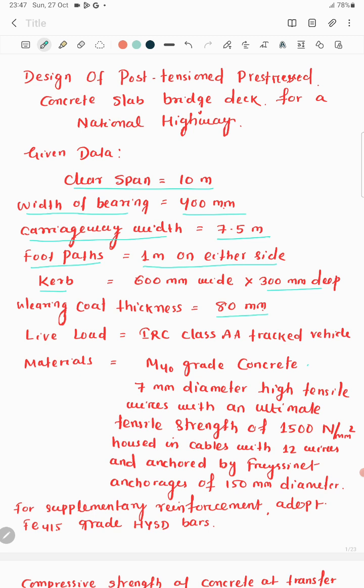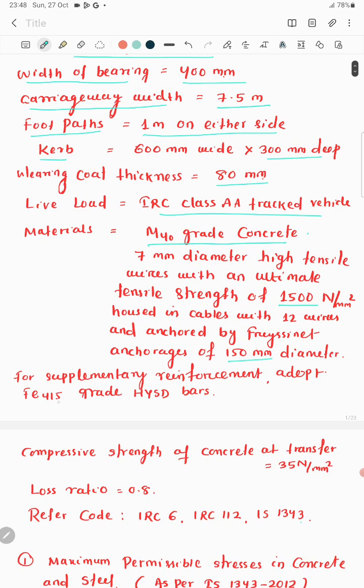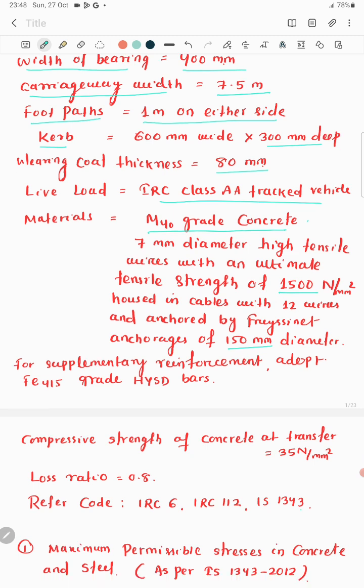Wearing coat thickness is given 80 mm. Live load considered here is IRC class A single vehicle. The materials used: M40 grade of concrete and 7 mm diameter high tensile wires with an ultimate tensile strength of 1500 Newton per mm square, housed in cables with 12 wires and anchored by Freyssinet anchorage of 150 mm diameter. And Fe415 grade of steel is adopted for supplementary reinforcement.